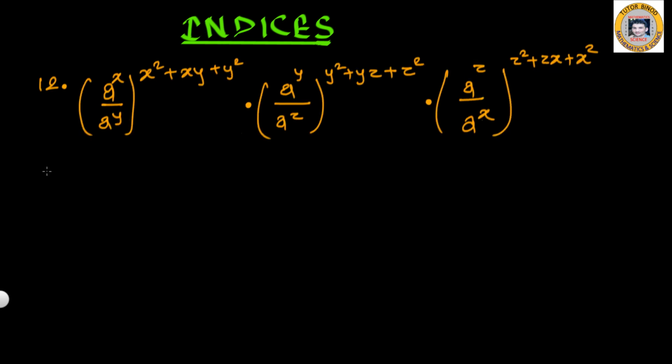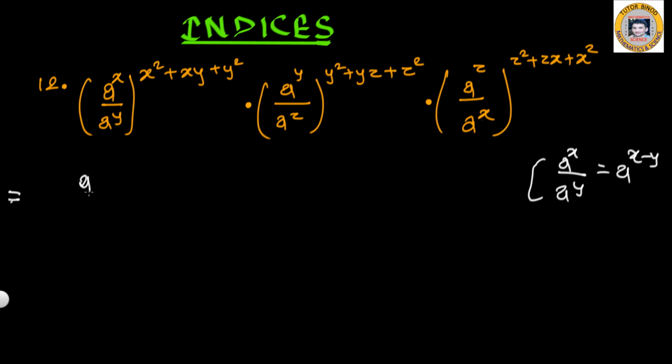Now let us do our final problem regarding indices. In this problem we have the same base a on all the three terms over here, which are multiplied with each other, and we have certain powers raised to certain powers. Let's see what we can get. The first step is, since the base is the same in all the cases, let me write the base as it is. So if you have a to the power x over a to the power y, you can also write it as a to the power x minus y.